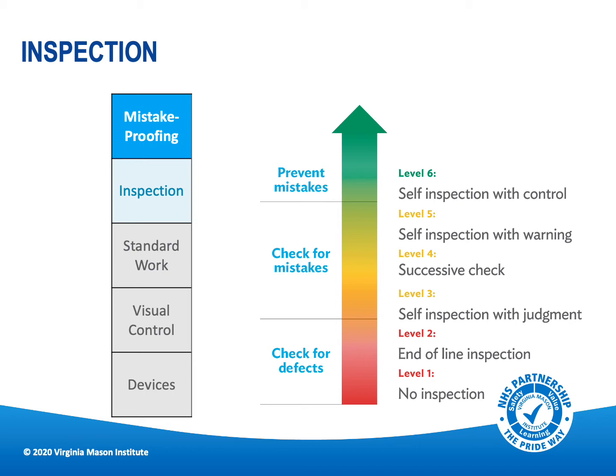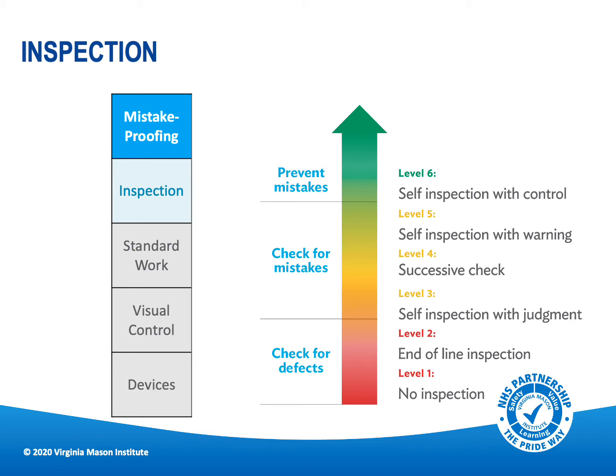A level 2 inspection is an end-of-line inspection. This time your incorrect meal has been noticed by the waiter before it is brought to your attention. The chef had already spent the time preparing the meal, only for it to be wasted. A level 3 inspection is self-inspection with judgment and involves checking your own work, for example with a checklist. A level 4 successive check inspection is having someone else check your work.